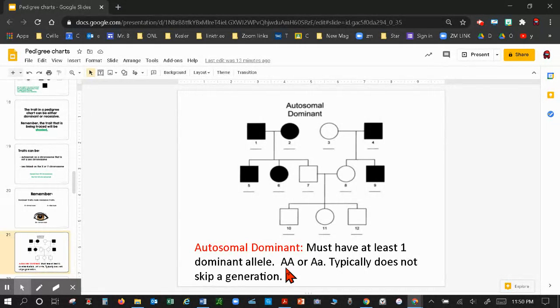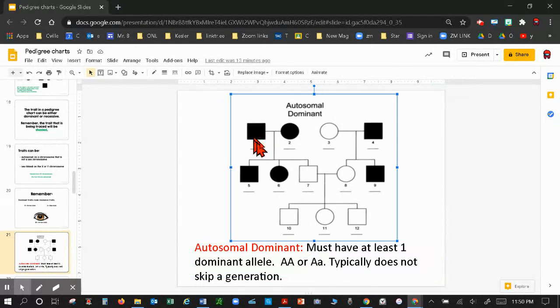In an autosomal dominant pattern, you must have at least one dominant allele. So anyone up here can be capital A capital A or capital A lowercase a. Having one of those dominant alleles means they have the trait. Now, I'm just simply using the letter A as an example. It has nothing at all to do with this pedigree. It's just giving you something to start with. So these individuals up here can have that dominant or heterozygous genotype.